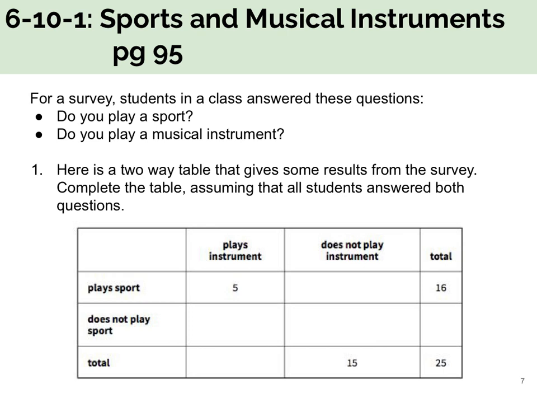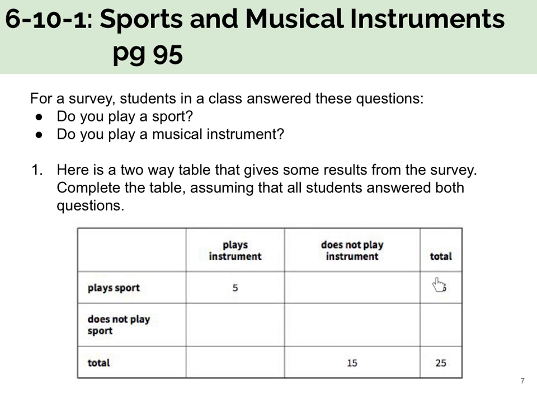All right, let's go ahead and turn to page 95. And on page 95, it says, for a survey, students in class answered these questions. Do you play a sport or do you play a musical instrument? And then we got some of the information. It says, here is a two-way table that gives some results from the survey. Complete the table assuming that all students answered both questions. So what we're going to do is work with the information that we have to fill in the rest of the table.